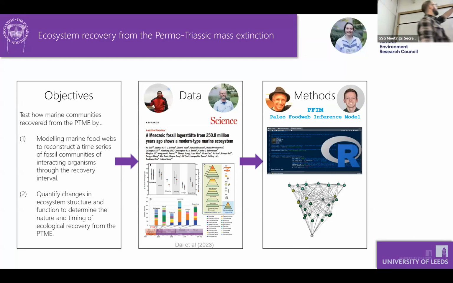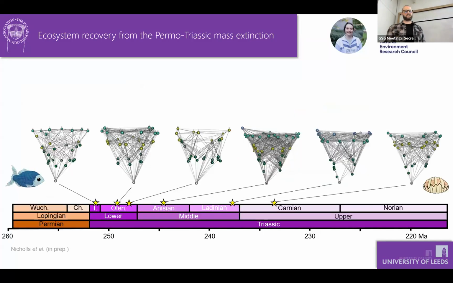So Annabelle, with help from Paul Wignall, Triassic mass extinction expert at the University of Leeds, coded up all this data, and then with the help of Andrew, Jack, and myself, bunged it into the PFIM, the Paleo Food Web Inference Model, to do the analysis. And this is what she produced. So here's our time series across the mass extinction event, which happens at that Permo-Triassic boundary, all the way through the lower, middle, and upper Triassic.